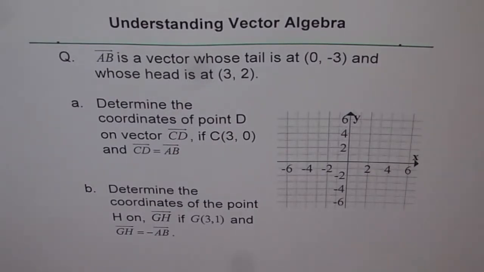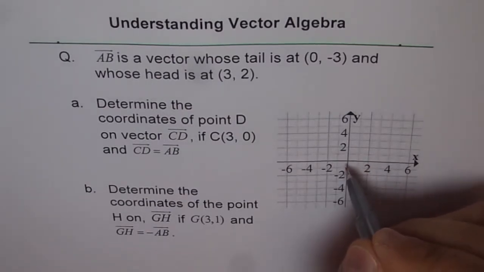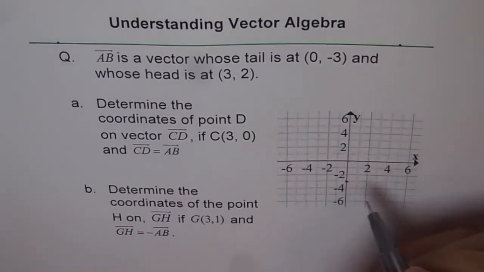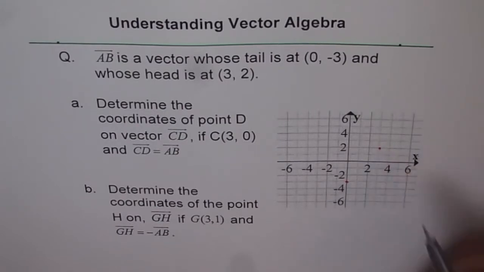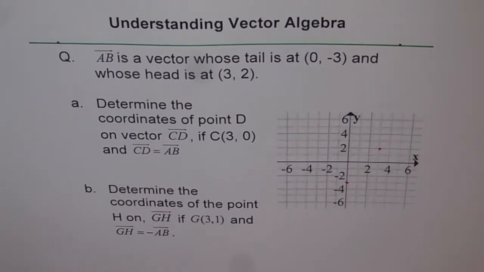Now, here is a kind of hint for you. First thing you should do is draw your vector AB. AB is a vector whose tail is at 0, minus 3. So 0 is the x coordinate and y is minus 3. That is your tail, right? And whose head is at 3, 2. Well, I like most of my students to see this solution after they have done their own problem. So you should actually stop the video, do it yourself, and then look into the solution. That is the way to really learn while watching my videos. So take it as a quiz problem. You'll get a similar question in the quiz or even in the test, right?